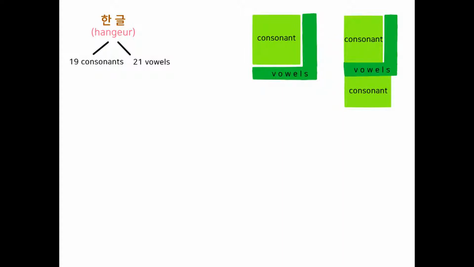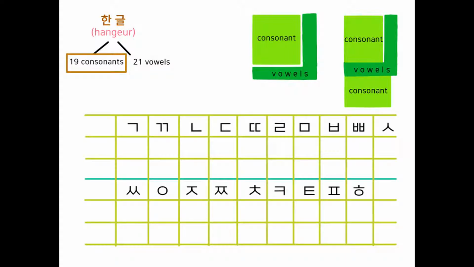Now we will learn about the 19 consonants. So these are the 19 consonants in Korean. We will now learn their names and how they sound one by one. You don't need to memorize their names, just try to focus more on how they sound. Okay, so let's start with the first letter.